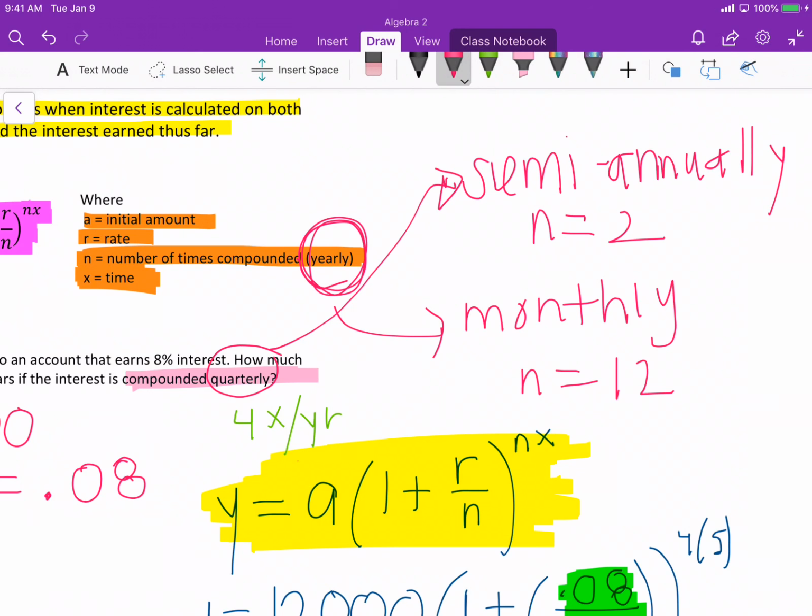So what's really going to change in these problems, and what you have to be very mindful and careful of, is that compound interest rate.